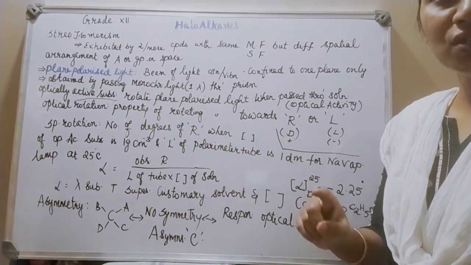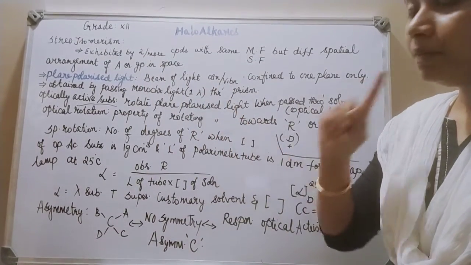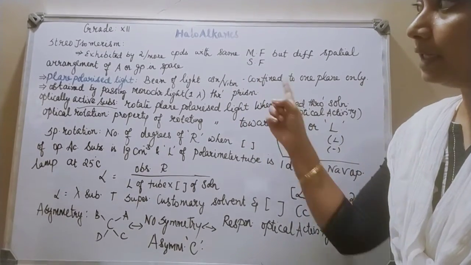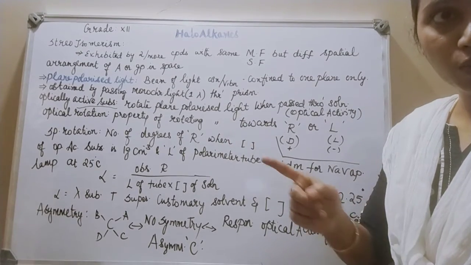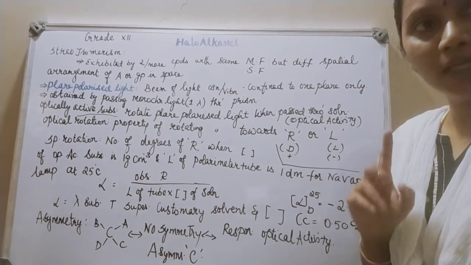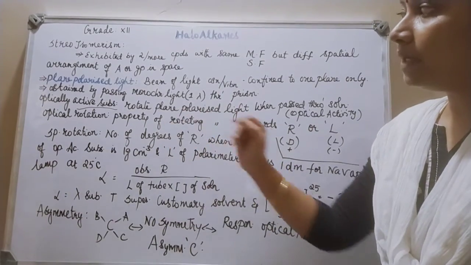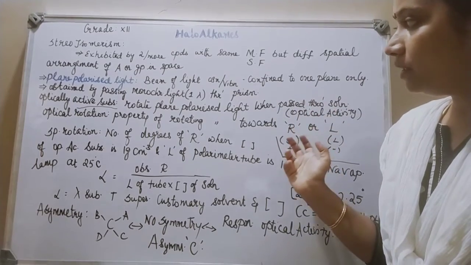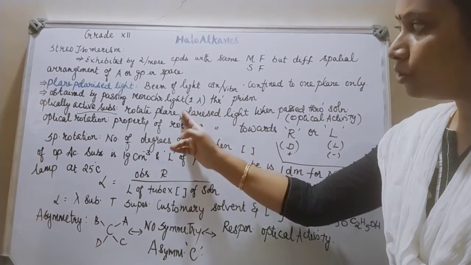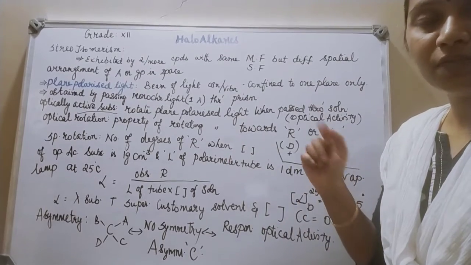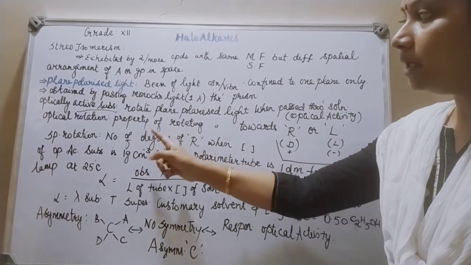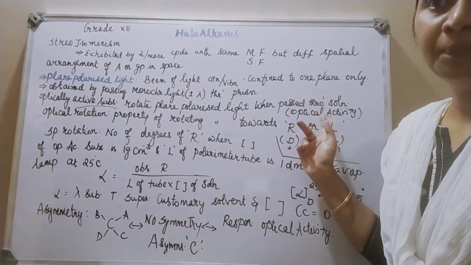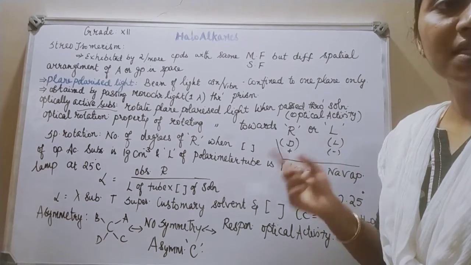What is plane polarized light? You need a beam of light where oscillation and vibration are confined to only one plane. How will you obtain plane polarized light? Pass a monochromatic light through a nicol prism. Then what are optically active substances? They rotate the plane polarized light in one direction when it is passed through a solution. What is optical rotation? It can rotate clockwise or anti-clockwise, towards the right or towards the left. If it is right, it is dextrorotatory. If it is left, it is levorotatory.